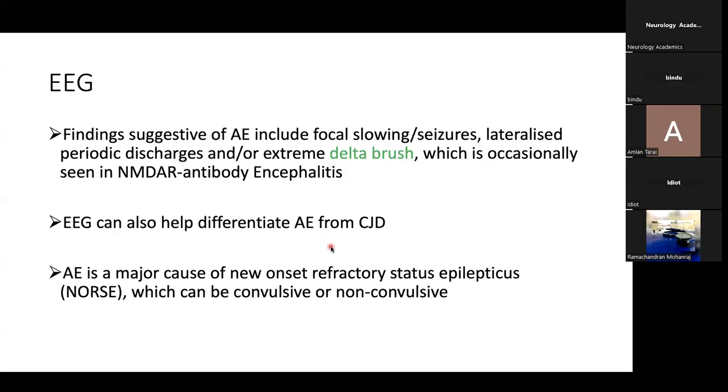Now come to the EEG. Findings suggestive of autoimmune encephalitis include focal slowing, seizure, lateralized periodic discharges, and or extreme delta brush, which is significant and occasionally seen in NMDAR antibody encephalitis. EEG also helps to differentiate autoimmune encephalitis from CJD. Autoimmune encephalitis is a major cause of new onset refractory status epilepticus, that is NORSE, which can be convulsive or non-convulsive.